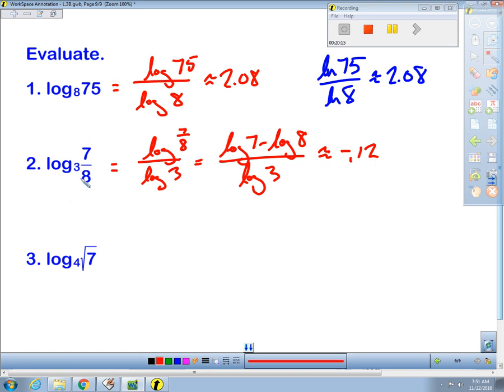That number got smaller. And we know if we're going to take something to an exponent to make it smaller, that exponent has to be negative.